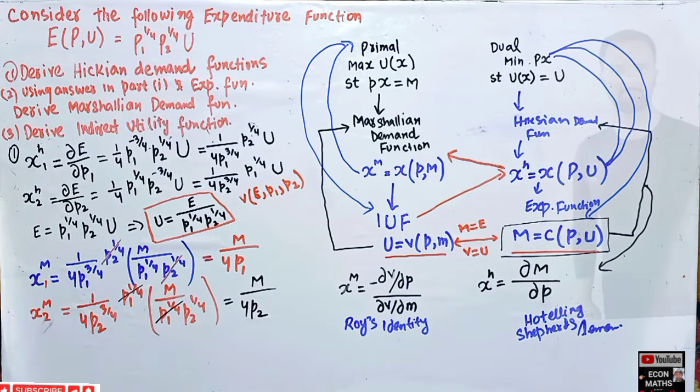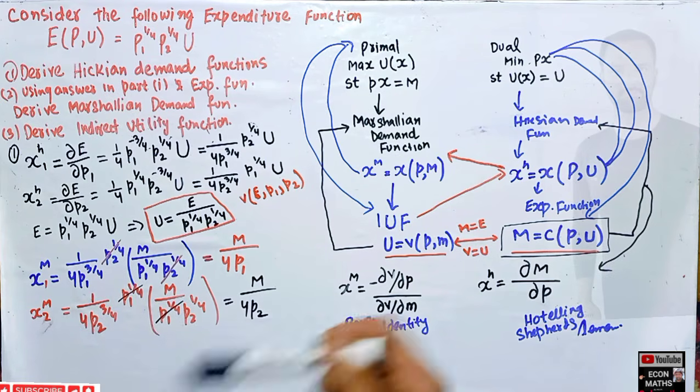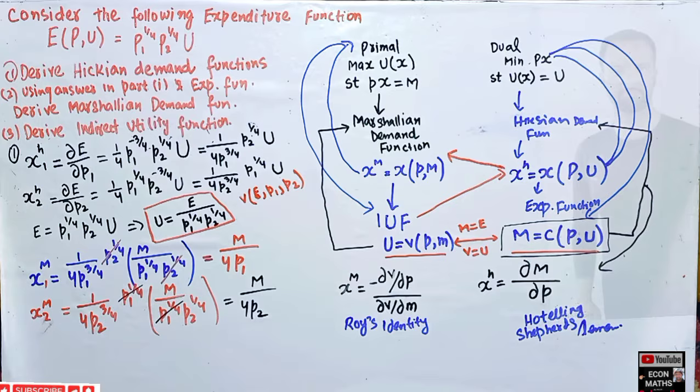Okay, clear. So we got all the stuff in one place. This same result can be achieved if we use Roy's identity.